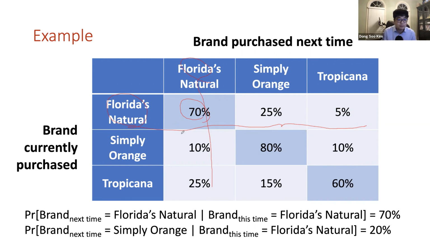Consider another example. Again, suppose that the customer bought Florida's Natural this time, so we still need to look at this row, Florida's Natural. Then let's think of the probability of switching the brand from Florida's Natural to Simply Orange. The brand purchased next time is Simply Orange, so we need to look at the column of Simply Orange and in the row of Florida's Natural. So the number is 25%.